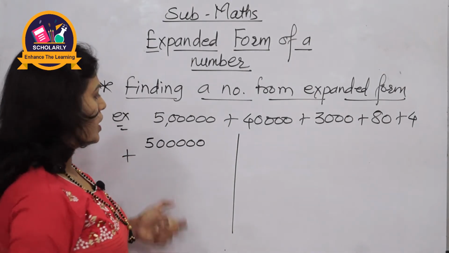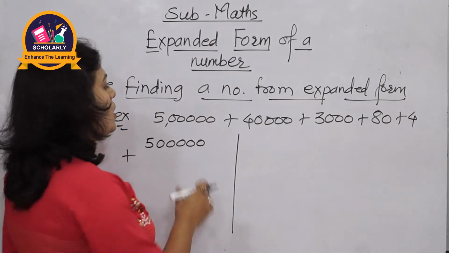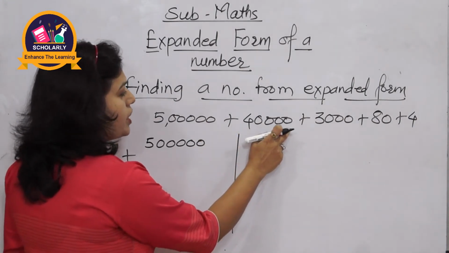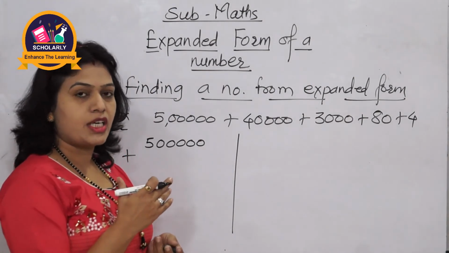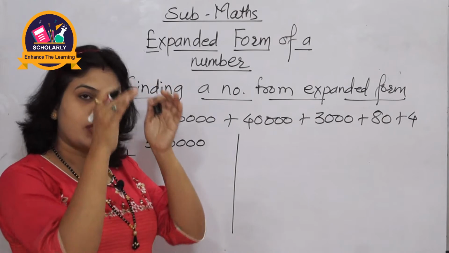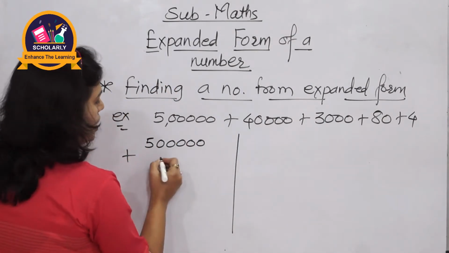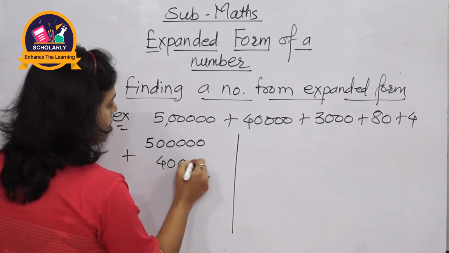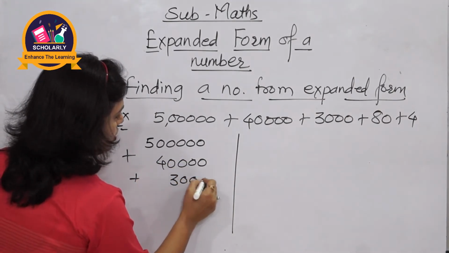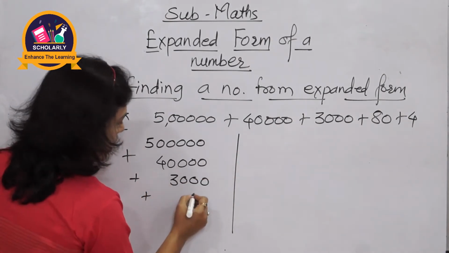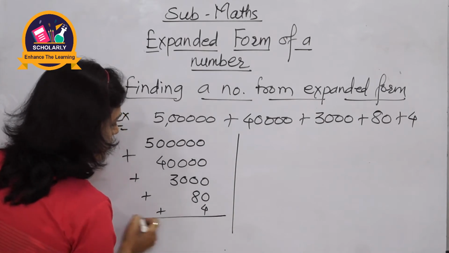Just remember one thing, whenever you are writing these numbers in addition vertically, pay attention to the places. Write the numbers place wise, that is the unit place comes under the unit place of the number. So here 40,000, okay, plus 3,000, yes, then 80 plus 4.